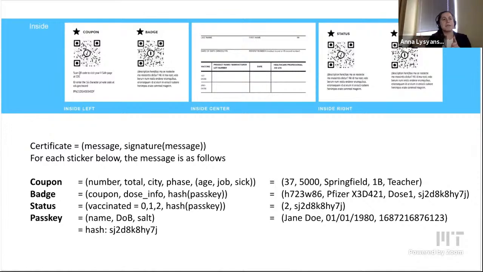So what does that mean? Passkey is the information that is actually personalized to you. That's where your name and date of birth is and another random salt. And that's hashed so that by itself, it doesn't reveal who you are. That is the information that's in your badge, and then it's signed again by the CDC. Note that the CDC here doesn't actually even know the names of the people who are being vaccinated. So even if it wanted to create a central database, it couldn't.